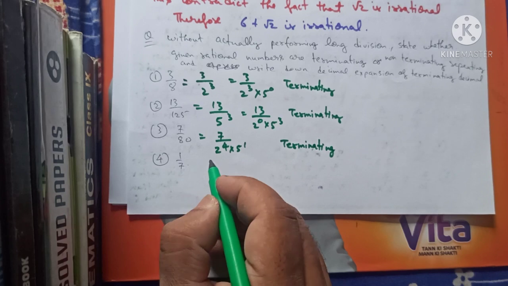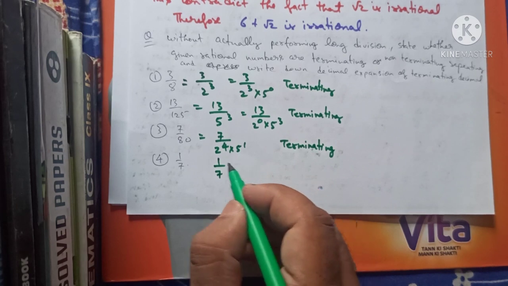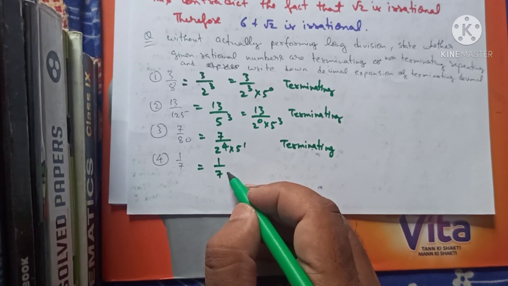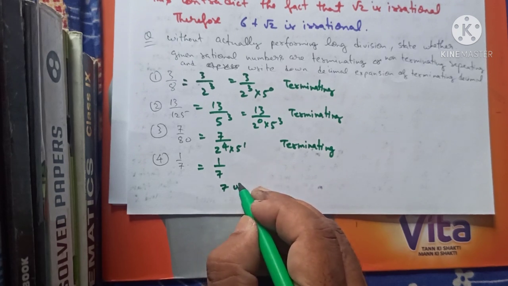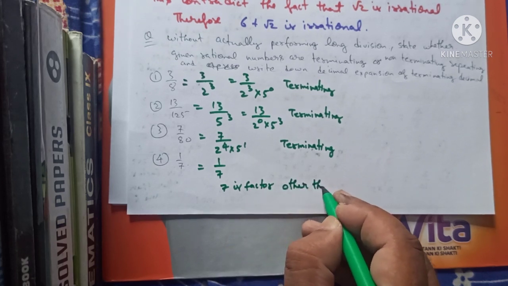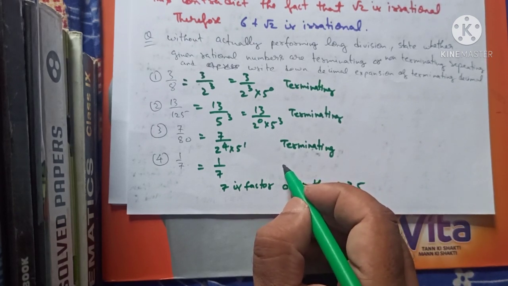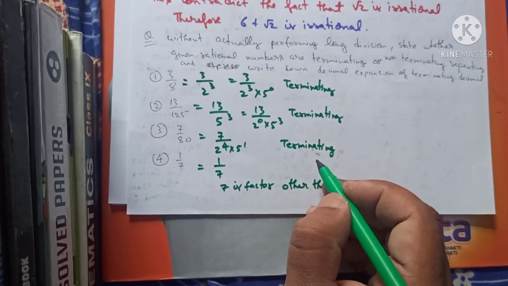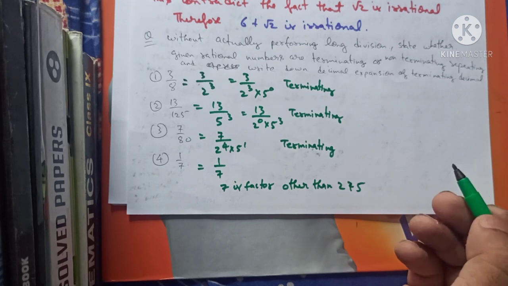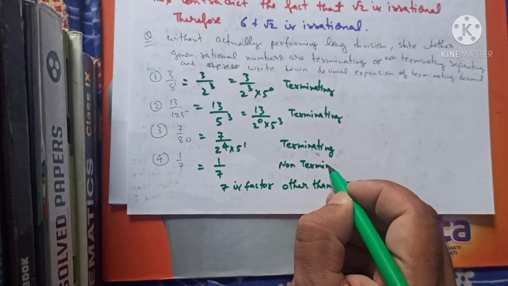Last but not the least, 1 upon 7. It can be expressed as 1 upon 7 only. That means it does not have 2 and 5 as factors, it has one factor, 7, other than 2 and 5. So it is non-terminating. The denominator cannot be expressed as 2 power n into 5 power m. Since it has one other factor, it is non-terminating repeating.